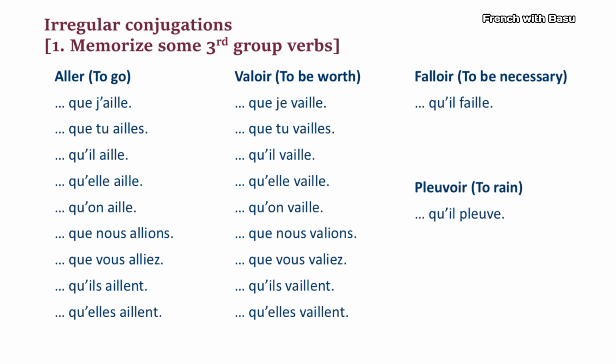Valoir, to be worth. Que je vaille, que tu vailles, qu'il vaille, qu'elle vaille, qu'on vaille, que nous vallions, que vous valliez, qu'il vaille, qu'elle vaille. Falloir, to be necessary. This verb has only third person singular il form. Qu'il faille. Pleuvoir, to rain. This also has only third person singular il form. Qu'il pleuve.